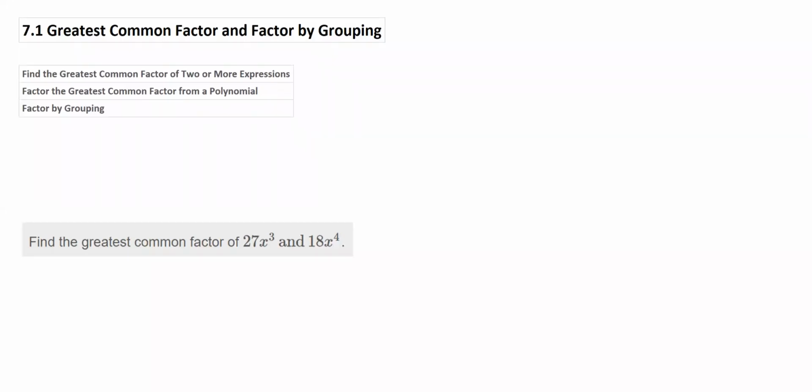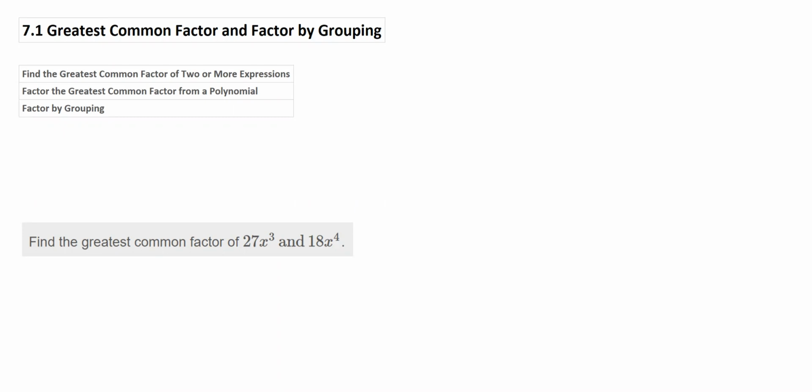Hello and welcome to Chapter 7. We're looking at 7.1, Greatest Common Factor and Factor by Grouping. We have three objectives: find the greatest common factor of two or more expressions, factor the greatest common factor from a polynomial, and factor by grouping.